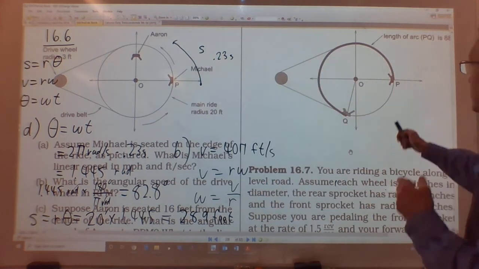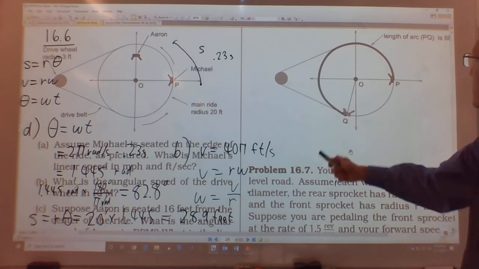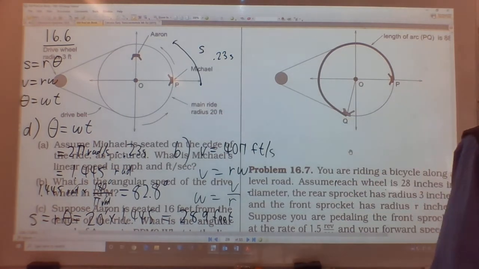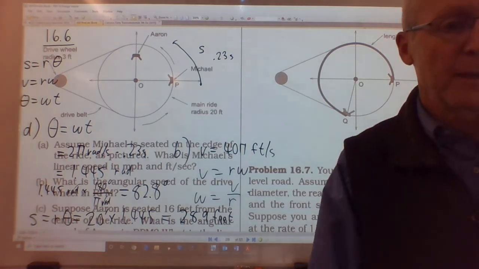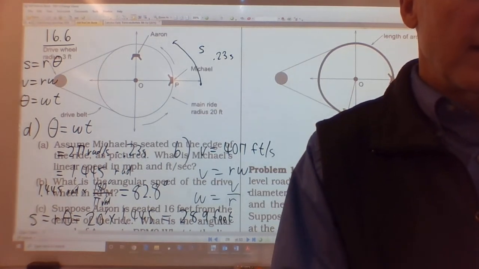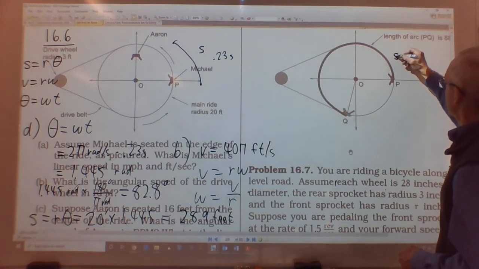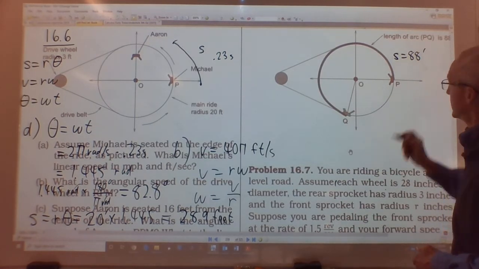Okay, here's our new picture. So he goes from here to here. They say the length of the arc is, oh, I can't read it. But it'll tell me. The length of the arc is 88 feet. Okay, so that's 88 feet. So that arc length there, S, is 88 feet.